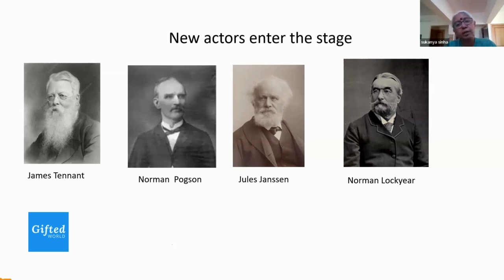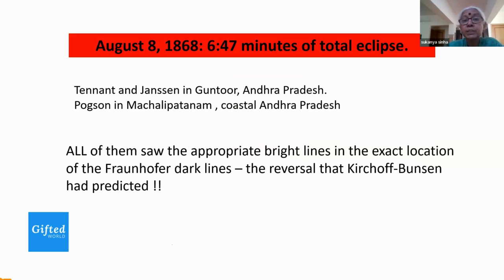He had said, I have figured out a method. I don't want to go around chasing eclipses all over the world. I figured out a method to test this without an eclipse. So we'll come to that in a while. Now, this is a long period, 6 minutes, 47 seconds of total eclipse, totality. That's a big deal. And Tennant and Janssen stationed themselves in Guntur, a small town in Andhra Pradesh. Then it was nothing. And Janssen got good grants, and Tennant also, they had instruments and everything.